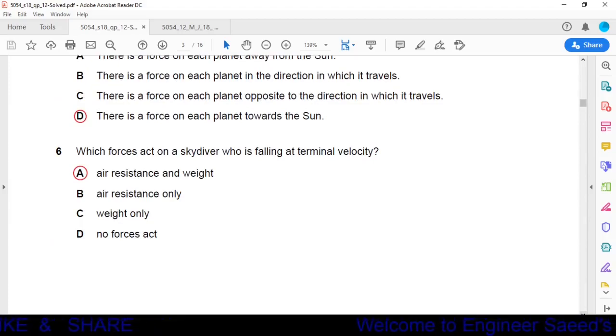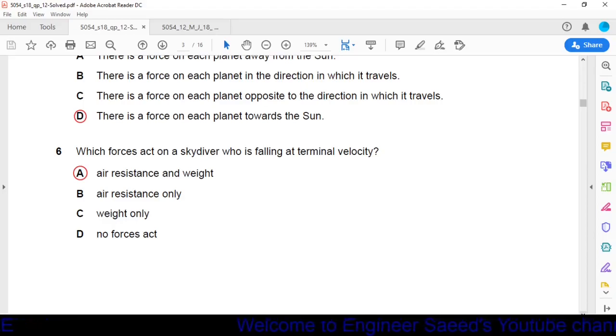Next question, question number 6. Which forces act on a skydiver who is falling at a terminal velocity? Okay, terminal velocity means net resultant force on the object is zero, or we can say downward force is equal to upward force.